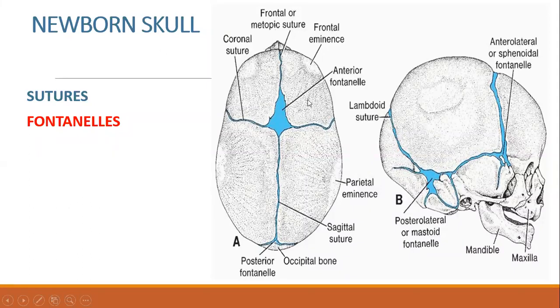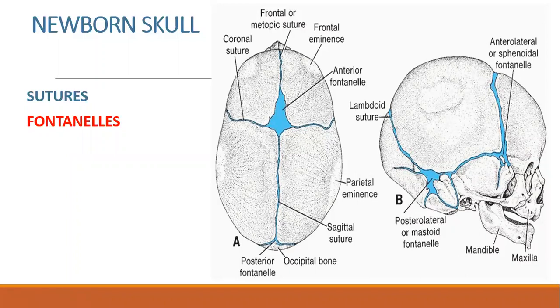Where the frontal bones meet the parietal bones, you have the coronal suture. Coronal is a term used for where you wear a crown. Where the two parietal bones meet, there is a serrated suture known as the sagittal suture. You have done these sutures in the general anatomy lecture. And where the parietal bone meets the occipital bone, you have the lambdoid suture. So these are the sutures, the joints or places where two bones meet.